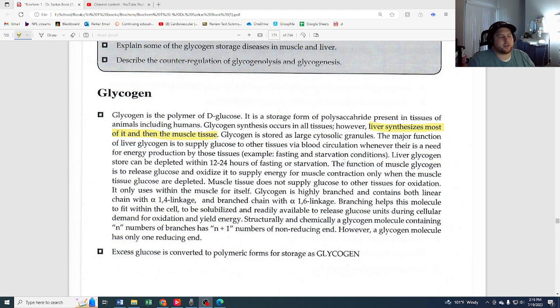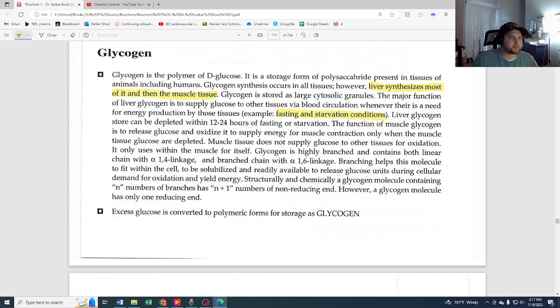For example, in the fasting or starvation conditions. Fasting and starvation conditions typically start, give or take, after 8 hours of not having any food. Liver glycogen can be depleted within 12 to 24 hours of fasting or starvation. And the function of muscle glycogen is to release glucose and oxidize it to supply energy for muscle contraction only when the muscle tissue glucose is depleted. Remember, once glucose enters a muscle cell, it cannot leave. So the glycogen stored inside of the muscle cells stays inside of the muscle cells. Muscle tissue does not supply glucose to other tissues for oxidation. It only uses it within the muscle for itself.